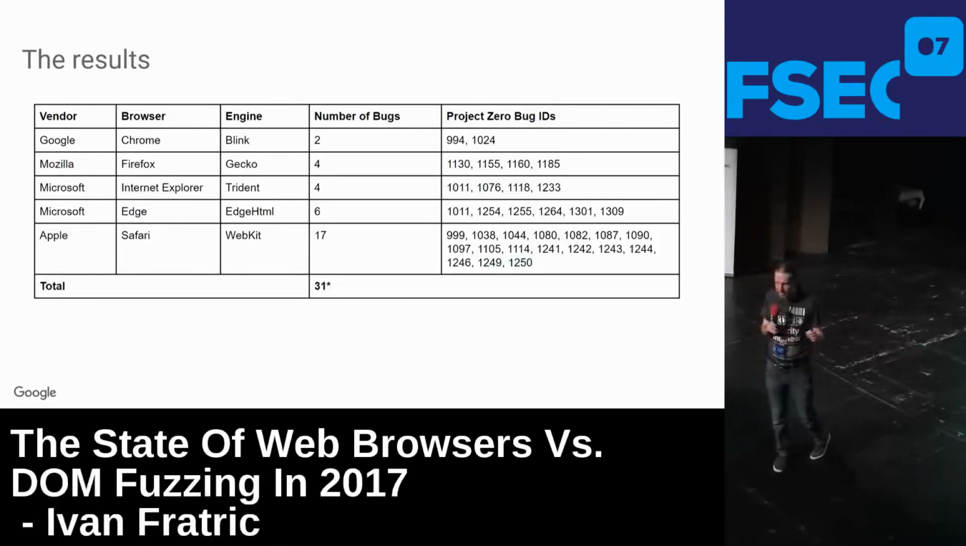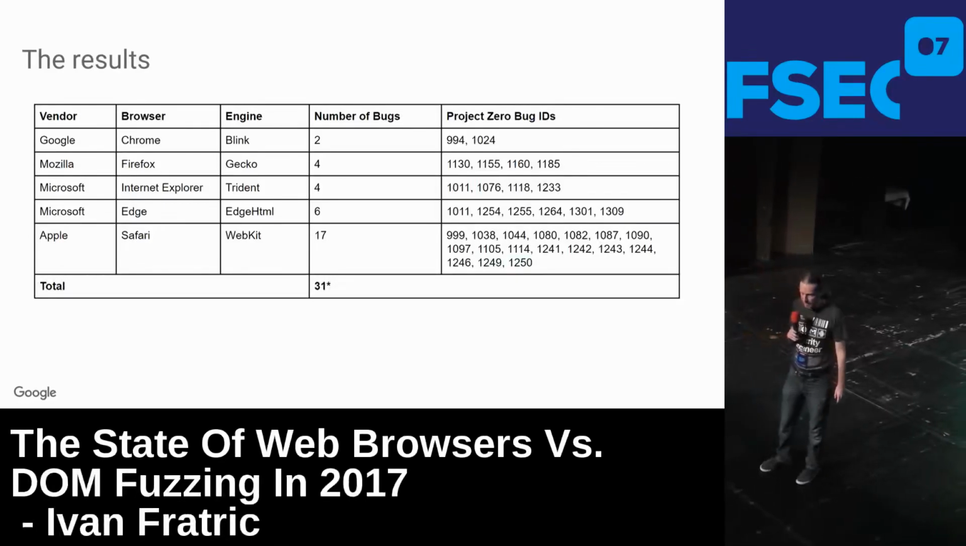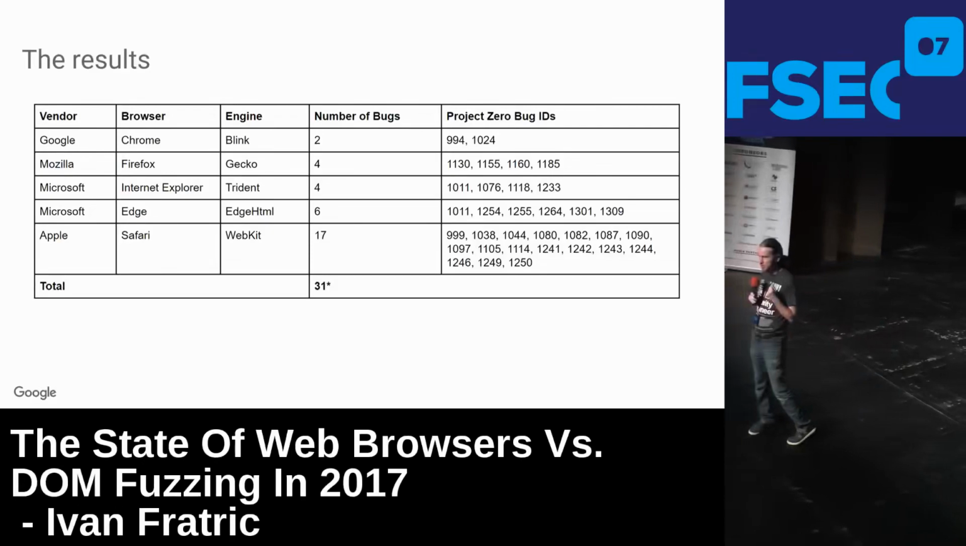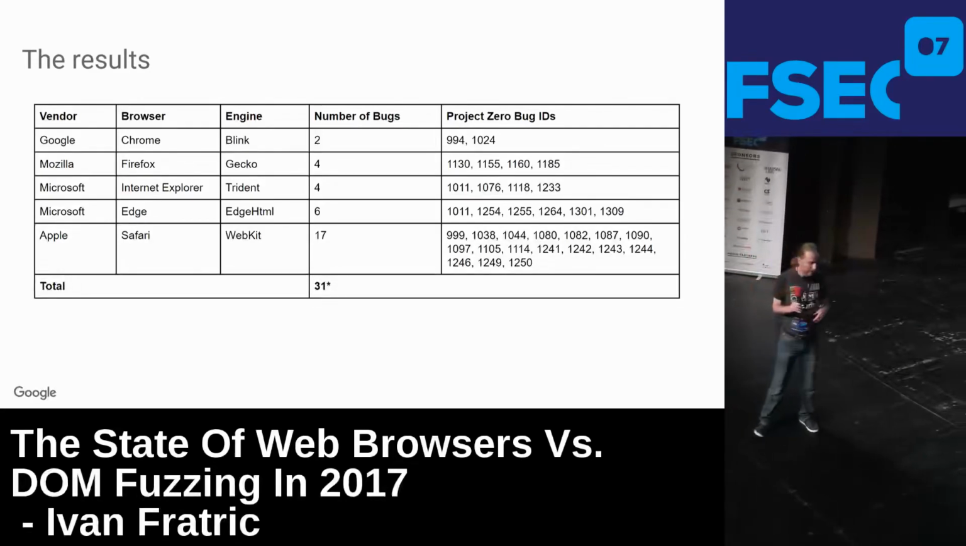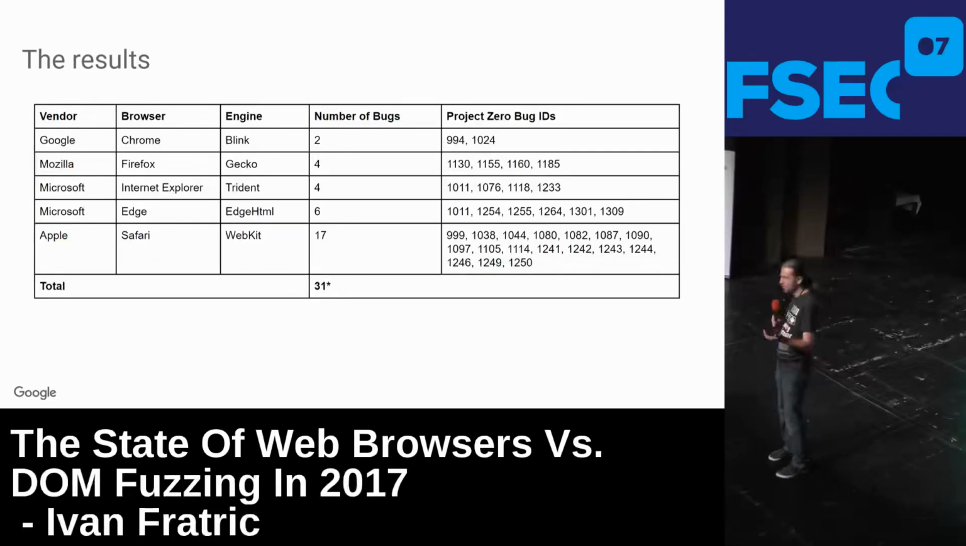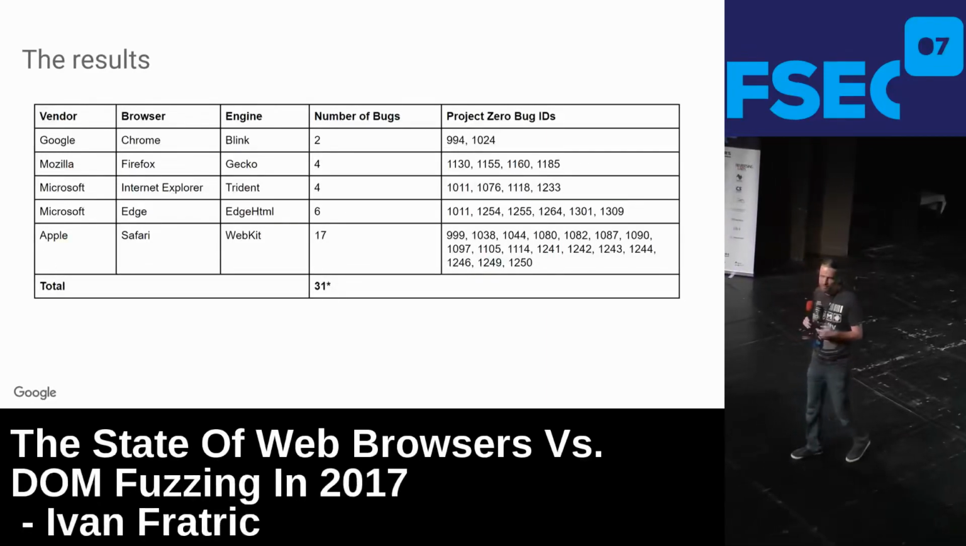But before I dive into the results, I want to say two things. Firstly, all the bugs you see here are security bugs. So in case the fuzzers found some other type of issues, like issues that would affect only the browser stability, but wouldn't necessarily have a security impact, these aren't counted here.